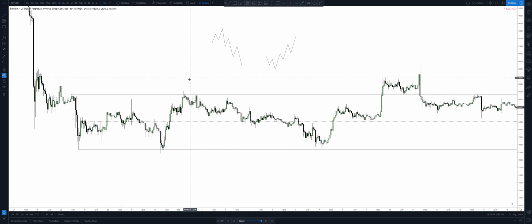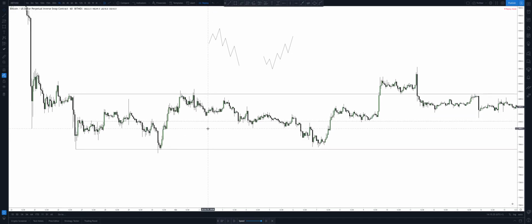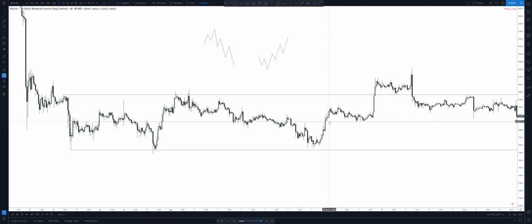Now another confirmation is if you draw on the 50% of the range, or in other terms, if you draw on the EQ, and you see price beautifully respecting this level, then it's another confirmation that your range levels are correct and you can trade based on these levels.